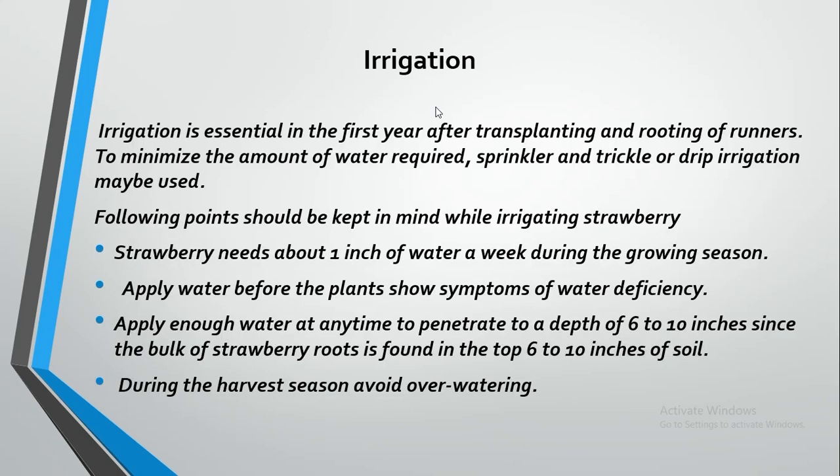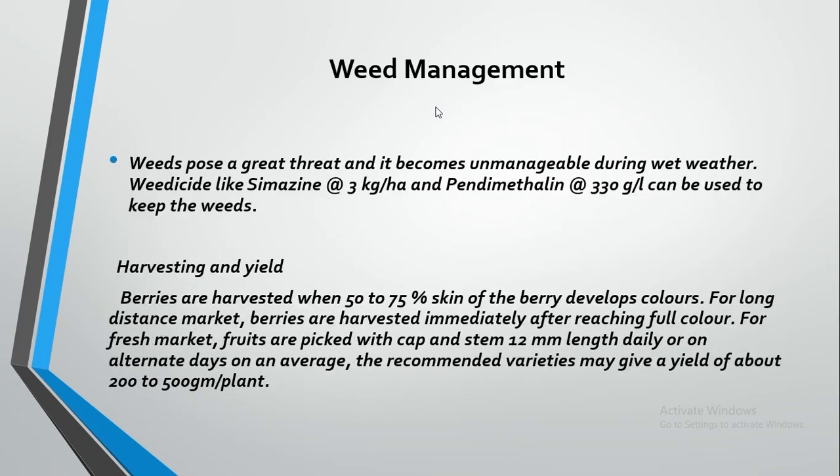Now irrigation. Irrigation is essential in the first year after transplanting and rooting of runners, and to minimize the wastage of water, sprinkler or trickle irrigation can be used. Weed management. Herbicides like simazine and pendimethalin can be used.